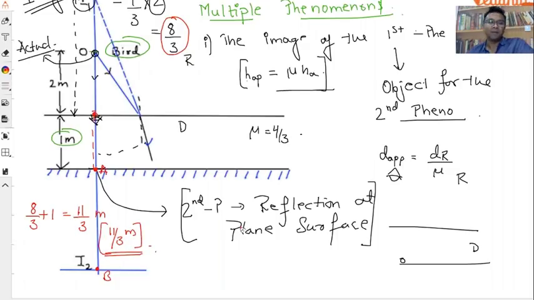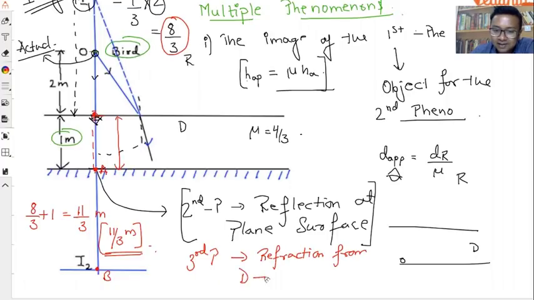All right. Now, that is my second one. Clear? Now, the third one. There is a third phenomenon as well. Can you guess it? What is it? That is again the refraction from the denser medium into the rarer medium. So what is the depth of the object from the surface? It is nothing but 11 by 3 plus this distance again. So the third phenomenon is the refraction from denser to rarer medium. Clear, guys?